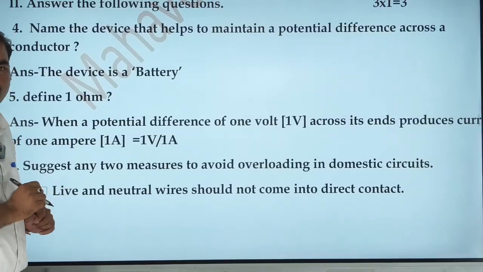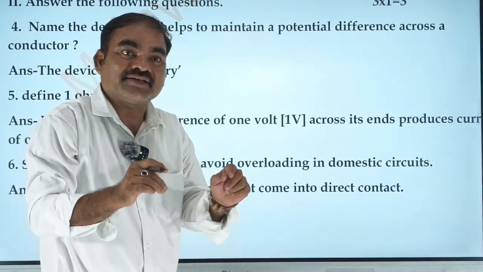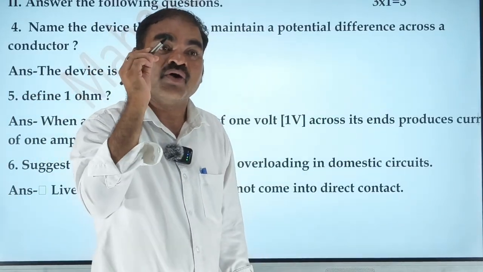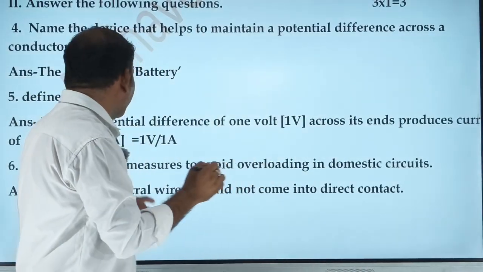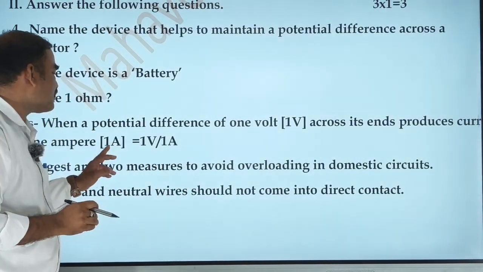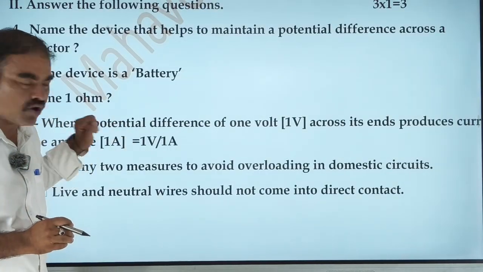And define 1 ohm. What does 1 ohm mean? In any conductor, the potential difference between two endpoints is 1 volt, and that 1 volt produces 1 ampere of current. That is what we call 1 ohm.